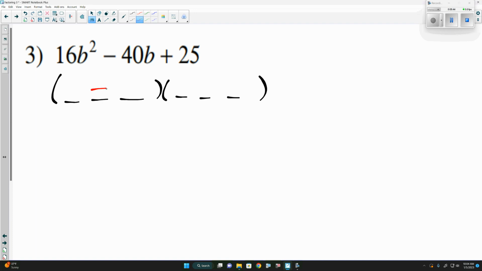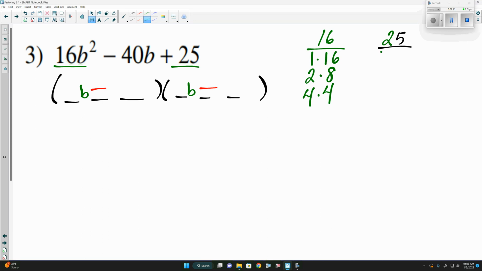So here they're going to be the same and they're both going to be negative. Now we need to find the factors of the first and third term. So 16b squared and 25. Well, b squared is going to be b and b. Now we do have several factors for 16: 1 and 16, 2 and 8, 4 and 4. 25 has a few. We have 1 and 25, 5 and 5.